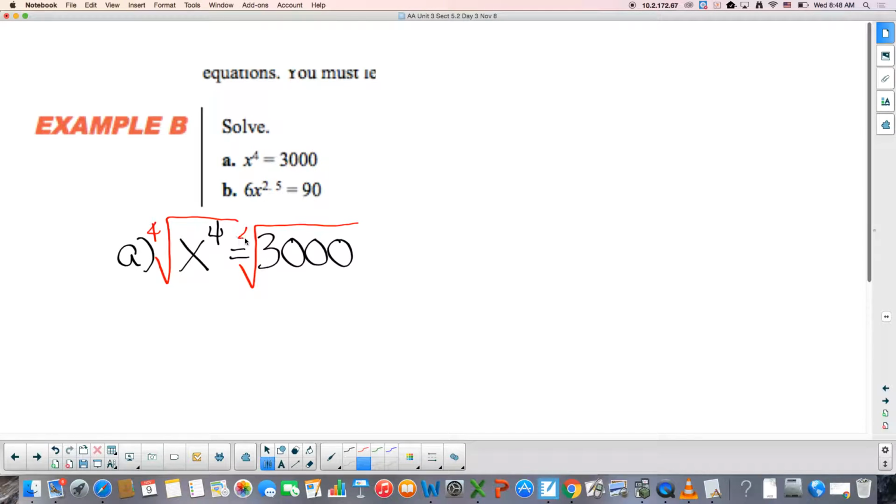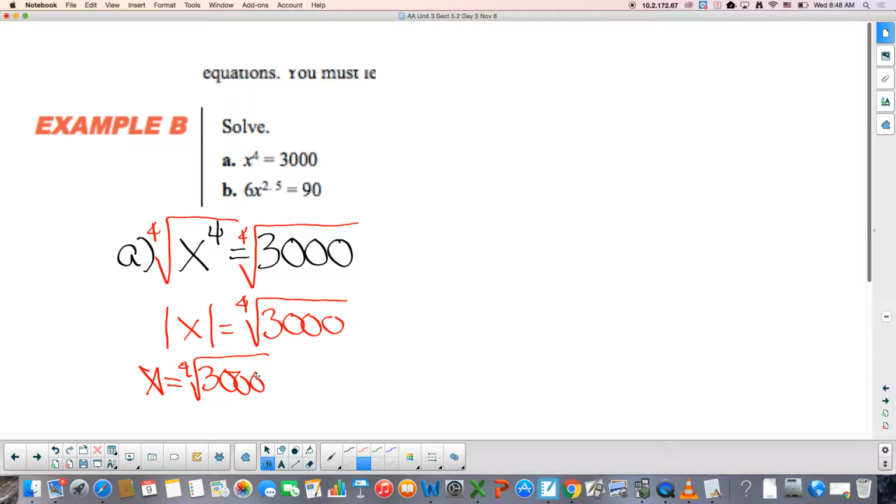How do you do that on your calculator? Yeah, let's do that. By the way, this is an even power, so this is not just x, it's the absolute value of x. Remember, we want to find all the numbers that make the sentence true. So x is going to be the positive fourth root of 3,000. And I'm going to get my calculator out. If anybody wants to borrow mine, they don't have one, you may. Or negative fourth root of 3,000.